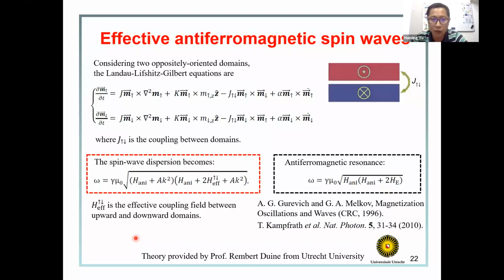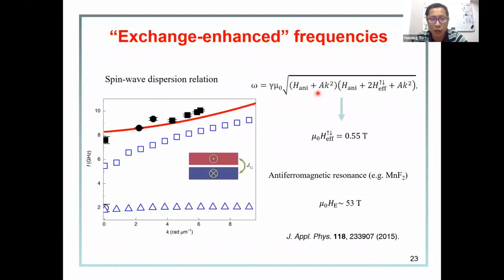From our experimental data, we can use this empirical formula to fit our data, and we can extract an estimation of this H effective up and down to be about 0.55 Tesla. That is about 2 orders of magnitude smaller than the typical antiferromagnetic exchange coupling. We take a value, for example, of MnF2. So it's about 2 orders of magnitude smaller. That is why these modes are not at terahertz or 100 gigahertz, but rather at about 10 gigahertz.